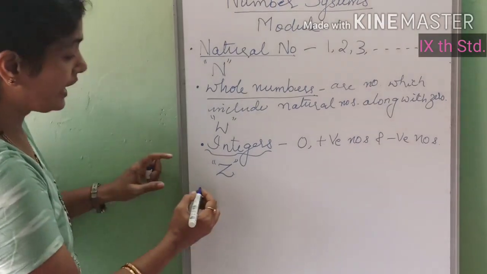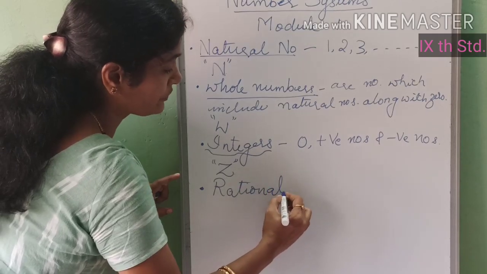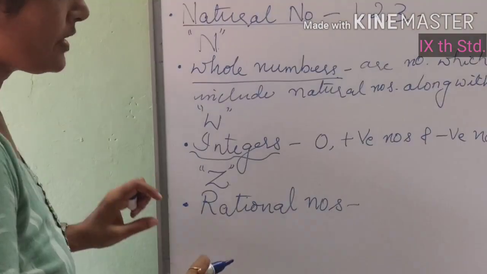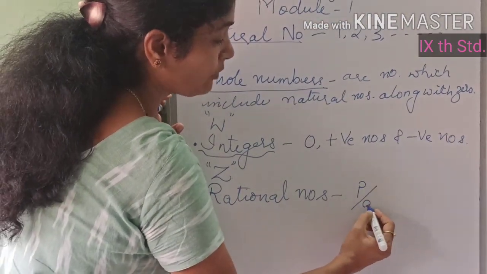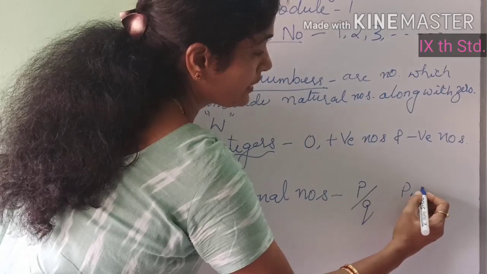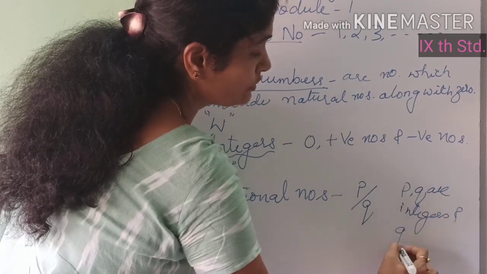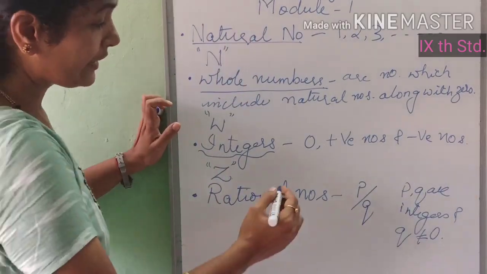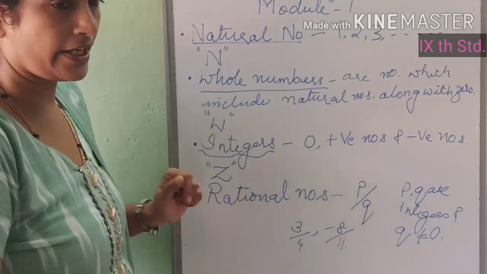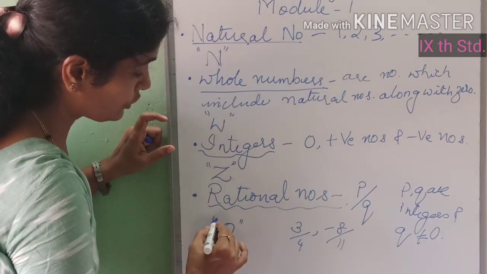The next set of numbers which you have learned are rational numbers. What are these rational numbers? Rational numbers are those numbers which can be written in the form p by q, where p and q are integers and q is not equal to 0. For example, 3 by 4, minus 8 by 11. All these are rational numbers. Rational numbers are denoted by the letter Q.